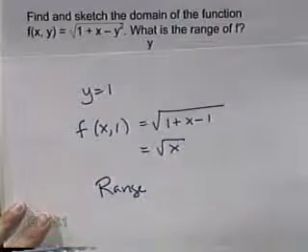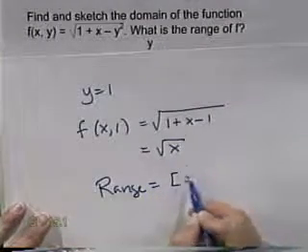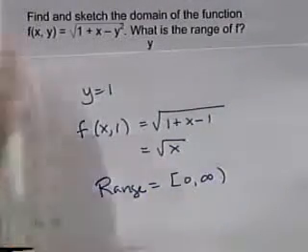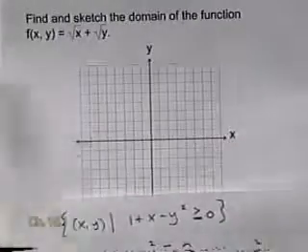And whenever you take a square root, you can't get a negative. So the range is going to be all numbers from 0 to infinity. This is not hard stuff. This is pretty easy stuff.